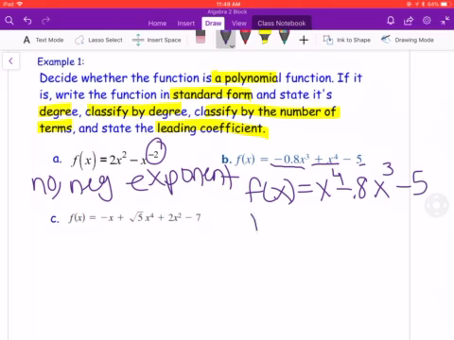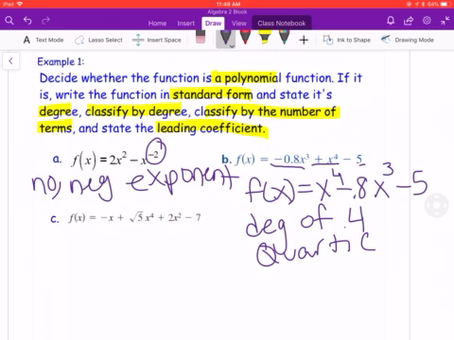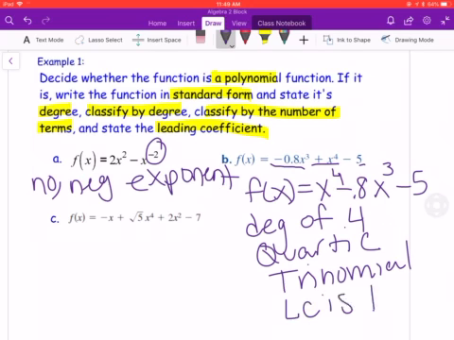Okay, state its degree. It's a degree of 4, which means that it would be called a quartic. And it's 1, 2, 3 terms, so it's a trinomial. So quartic trinomial. And the leading coefficient is 1 because there is an implied coefficient. It's an x to the 4th. There's 1x to the 4th.